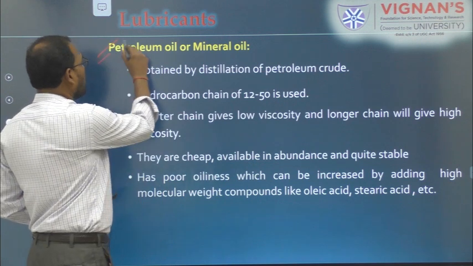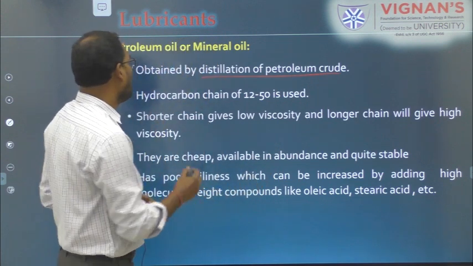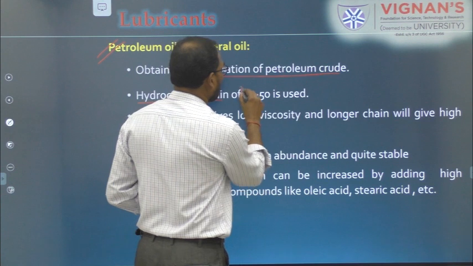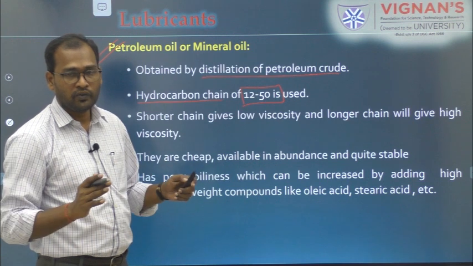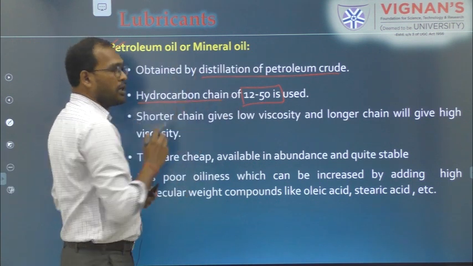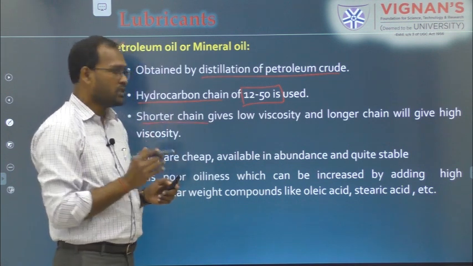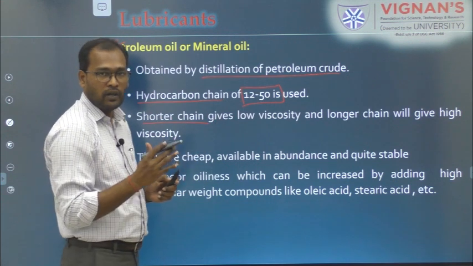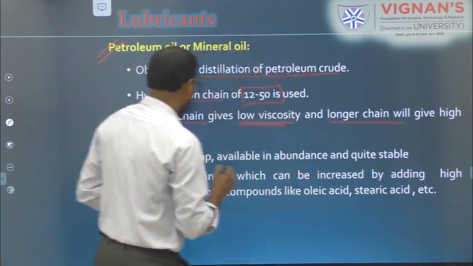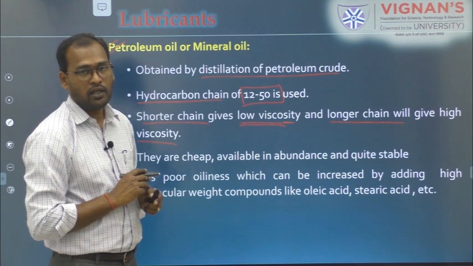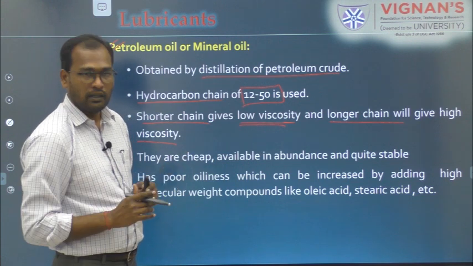So petroleum oil and mineral oil are obtained from distillation of petroleum crude, where different layers will be there, and the hydrocarbons obtained in the range of 12 to 50 carbons are used as oil. Okay, so 12 to 50 carbon chains have been used as petroleum or mineral oil. If the chain length is around 12 to 13, it will give low viscosity. If the chain is very long, you will end up with high viscosity. Okay, so longer flexible hydrocarbon chains will give you more viscosity, shorter chains will give you less viscosity.